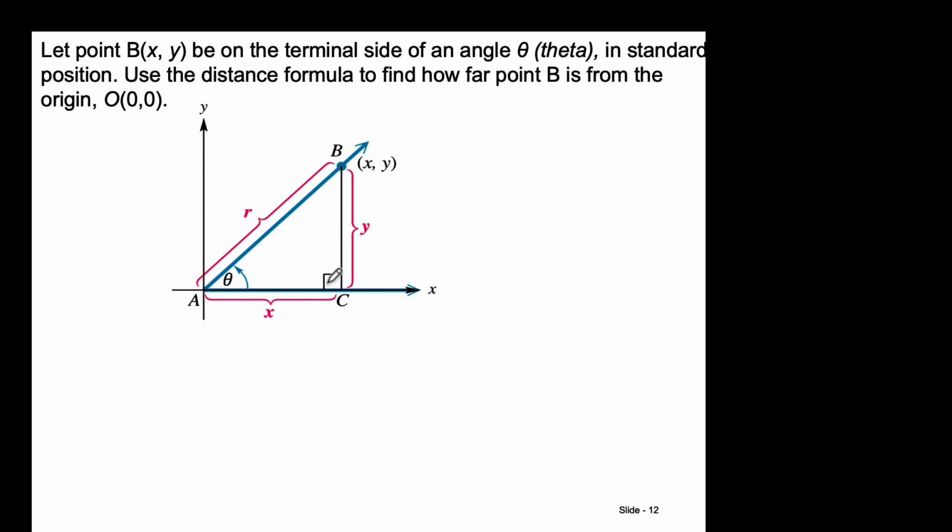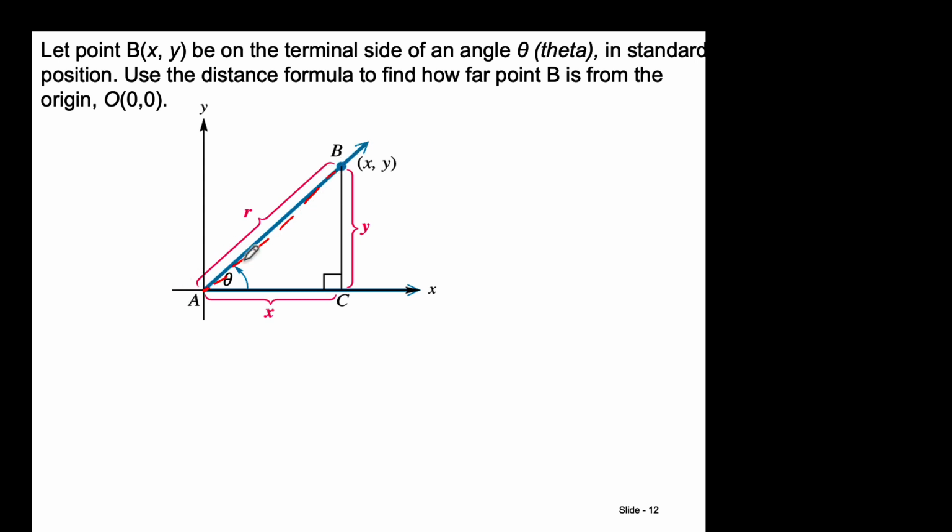I know that the angle is in standard position, which is why I put the initial side on the positive x-axis and the terminal side here. Theta is at the origin, the vertex of the angle. Knowing that B has coordinates x comma y, I know that the distance along the x-axis is x and the vertical distance is y. And now we're being asked to use the distance formula to find how far the origin is from that point x comma y.